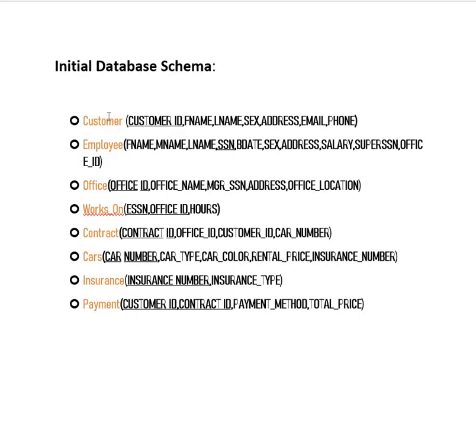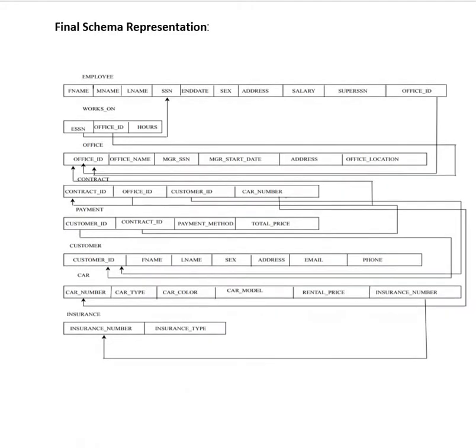In the initial database schema, we have entities such as customer, employee, office, works on, contract, cars, insurance, and payments. Their attributes are included in this, such as customer ID and office ID. And in the final schema representation, we have all the entities represented and the relations between them as shown.